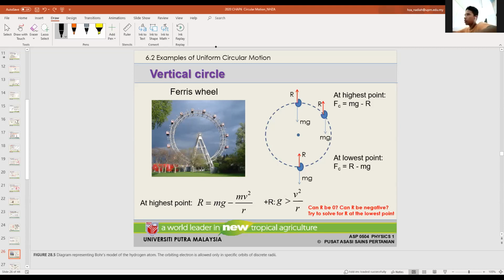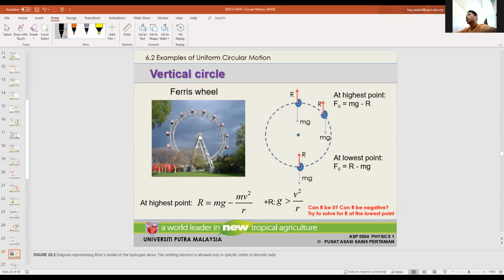So your chair is always in the upright position. So your R is always upright, walaupun you are moving in a circular motion. That's the first thing you need to know for a Ferris wheel punya problem. R is always pointing upwards. Okay. So R is pointing upwards, mg is going downwards.